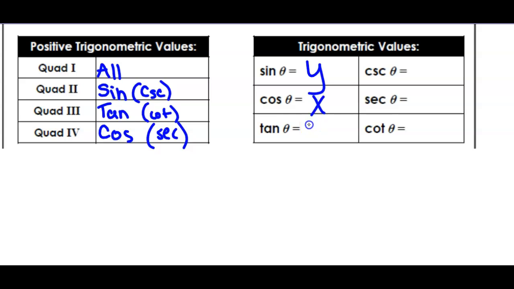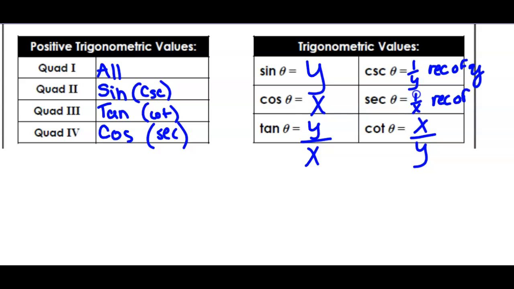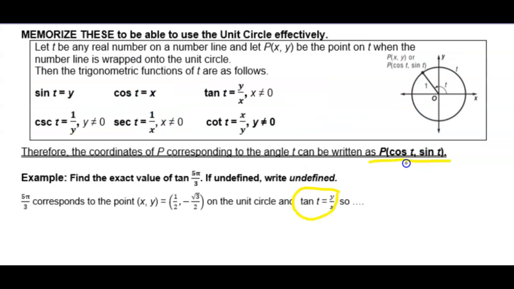Cosine is the x value, and tangent is you put the y over the x. Cotangent is the x over the y, and cosecant is you flip the sine, so it's really just the reciprocal of the sine, of the y value. And secant is 1 over x, or the reciprocal of the x value. All right, so these are the things you got to know so that we can use the unit circle effectively.